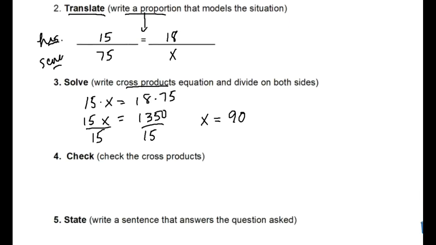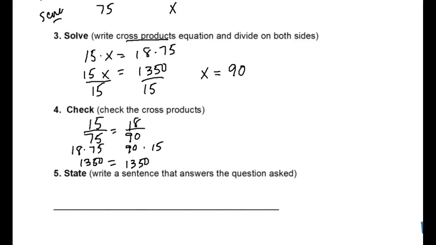Now we could check our problem and see if it actually works. Is 15 over 75 actually equal to 18 over 90? Is that a proportion? Well, we know that 18 times 75 is 1,350. We already did that above. So is 90 times 15 also 1,350? I check on my calculator. Sure enough, it is. 90 times 15 is 1,350. So we've checked, and we are pretty certain of our answer.